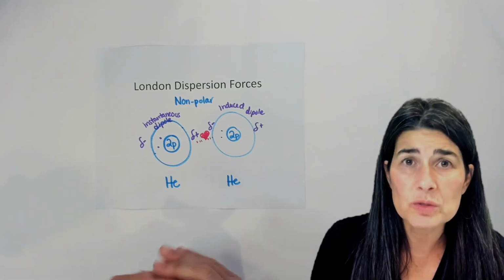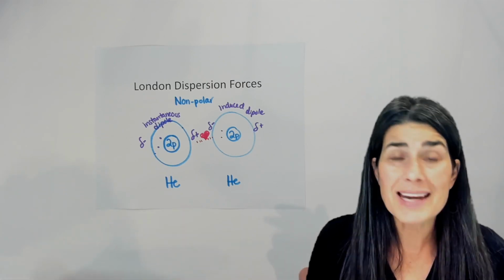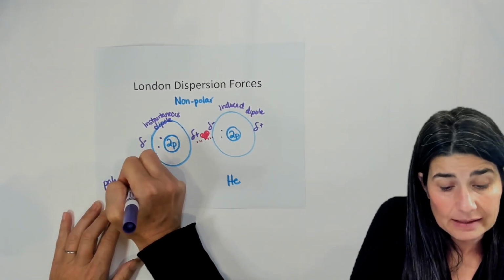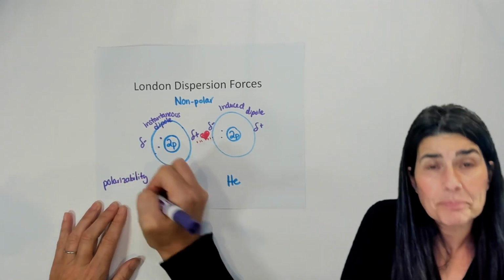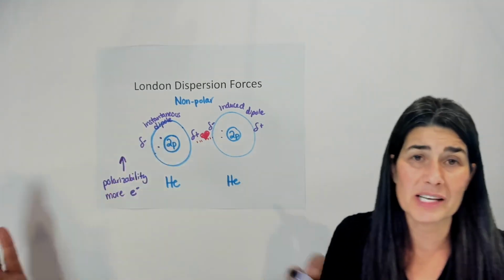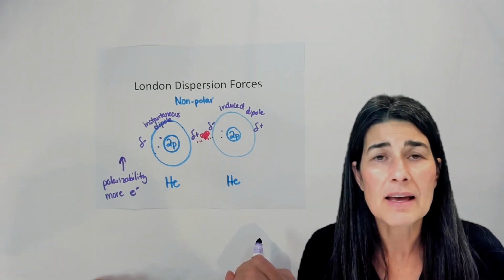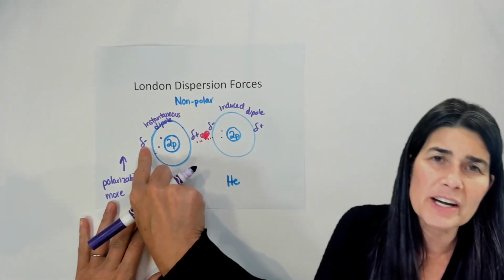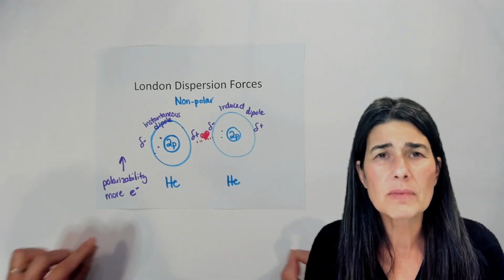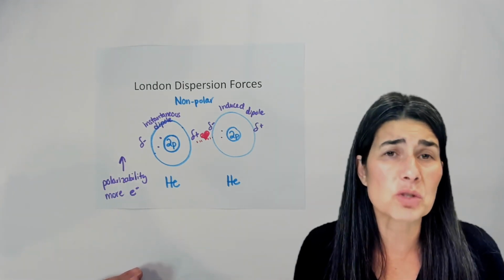The word that they use for the ability to polarize an atom or a molecule, that ability to make it polar, is called polarizability. Ability to become polar. The more electrons you have, the more polarizable it is, and the stronger the London dispersion forces will be. The more electrons you can shift, the more negative and more positive sides those will be, and they will stick even harder.